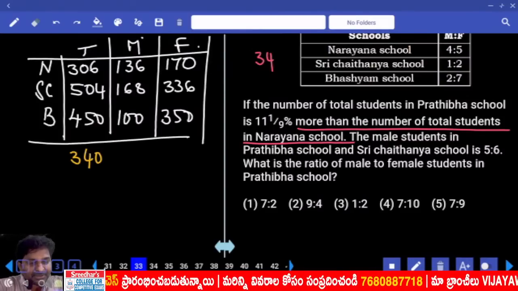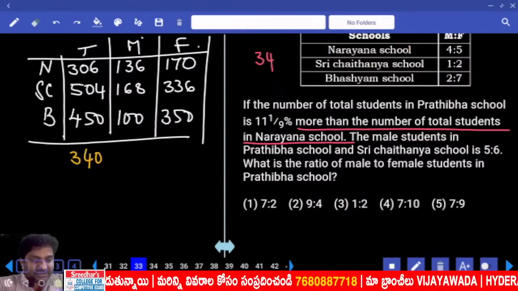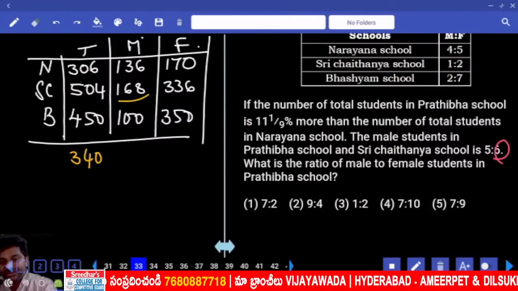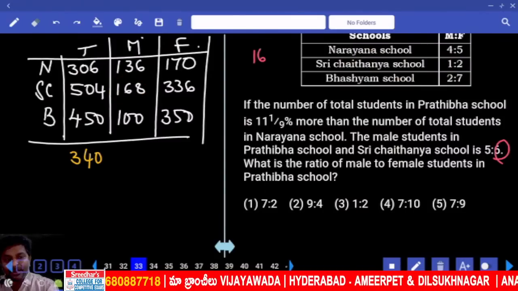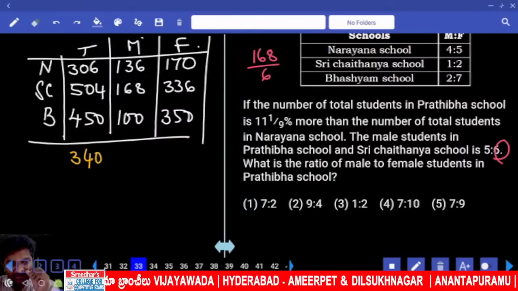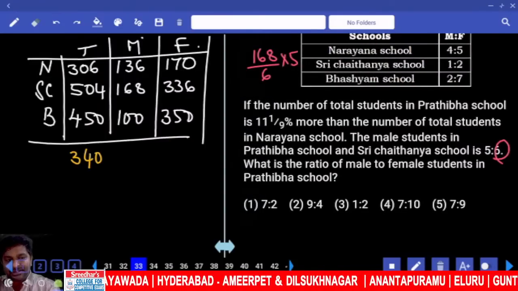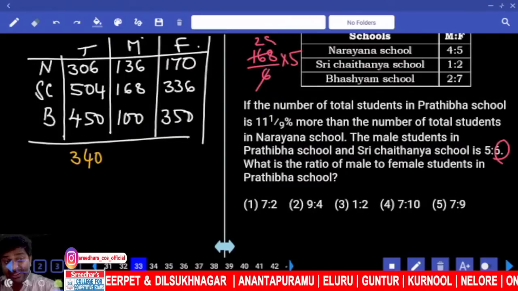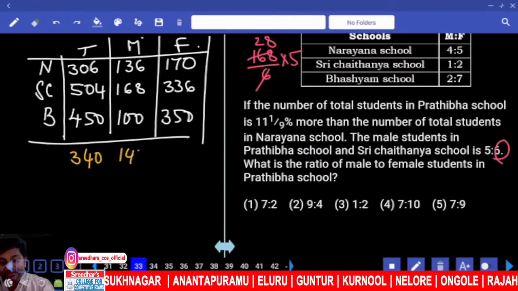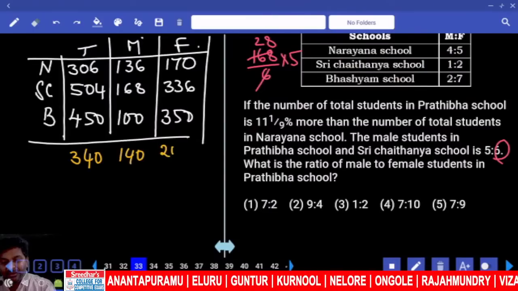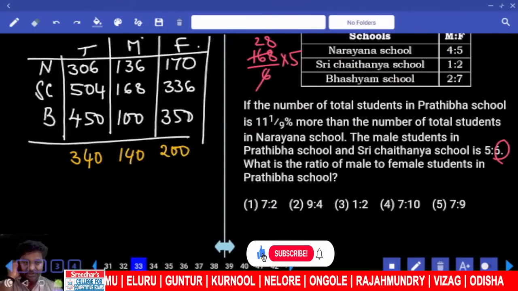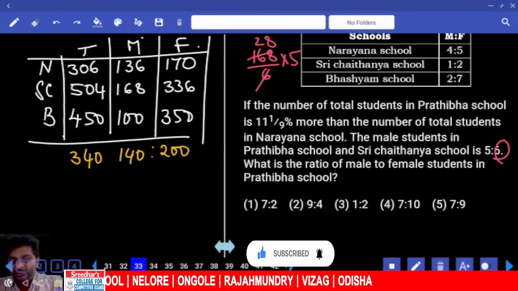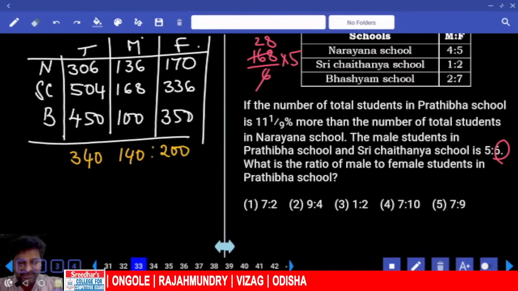Male students in Pratibha school and Sri Chaitanya school are in the ratio 5:6. In Chaitanya, male are 6 parts, which is equal to 168. Then 1 part is equal to 168 by 6. Then in Pratibha school, male are 5 parts into 5. 6 2 times and then 6 8 times. 28 5 times. If 140 are male, then female are 200. Now the question is to identify the ratio of male to female in Pratibha. Ratio between both the numbers, 0 0 gets cancelled. 14 20 simplified form 7:10.